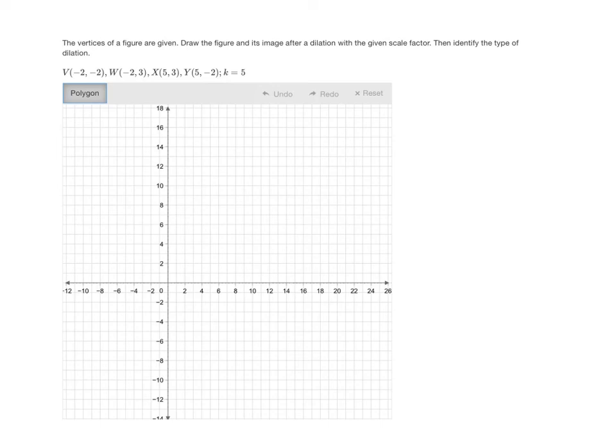I got negative 2, negative 2. I've got negative 2, 3. And I have positive 5, 3. And the last one we have is positive 5, negative 2. So not a right triangle this time. What it looks to be is a rectangle.